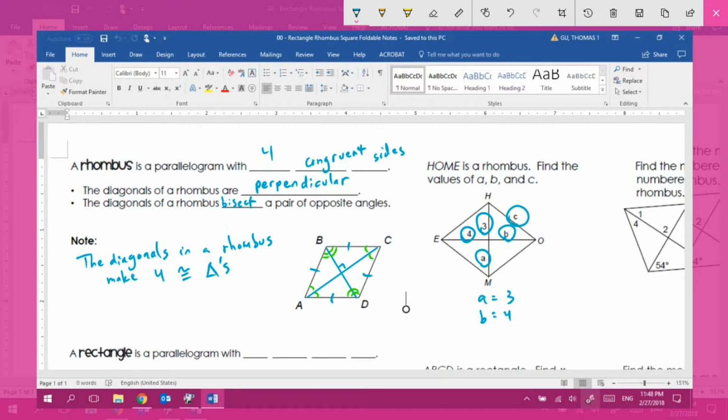We're going to have to use our properties of right triangles. Remember, these are all right triangles, because we know that they are perpendicular. To find C, C is the same as this length right here. So we have a 3, 4, 5 right triangle. C is going to be 5. If you want to know how I found that, you can know your Pythagorean triples, or you could do A squared, 3 squared, plus B squared, 4 squared, equals C squared. That's 9 plus 16 equals C squared. That's 25 equals C squared. That means 5 equals C.